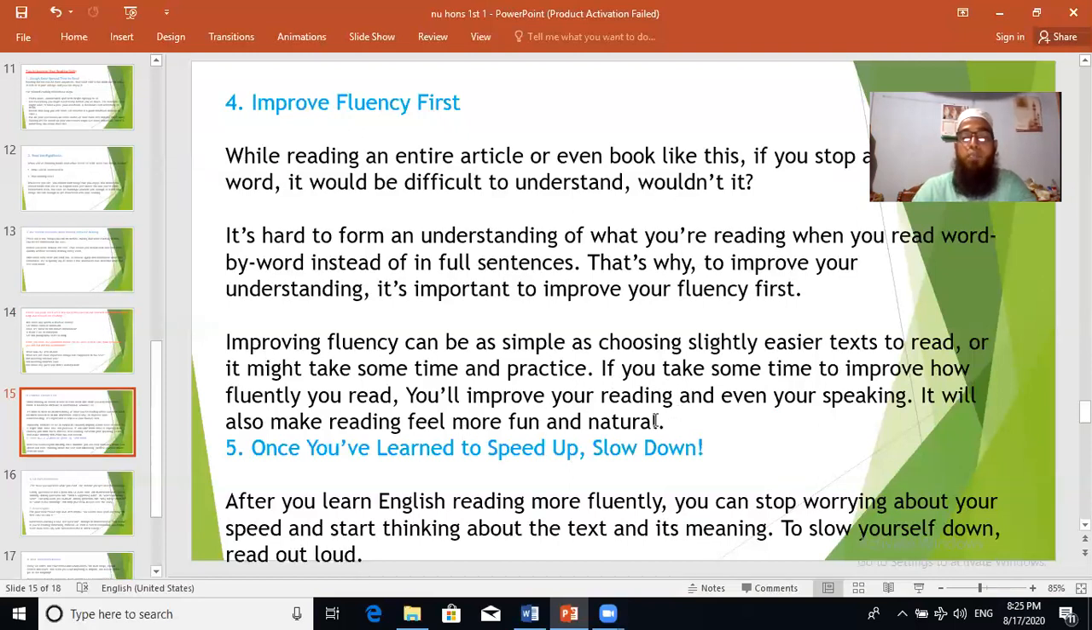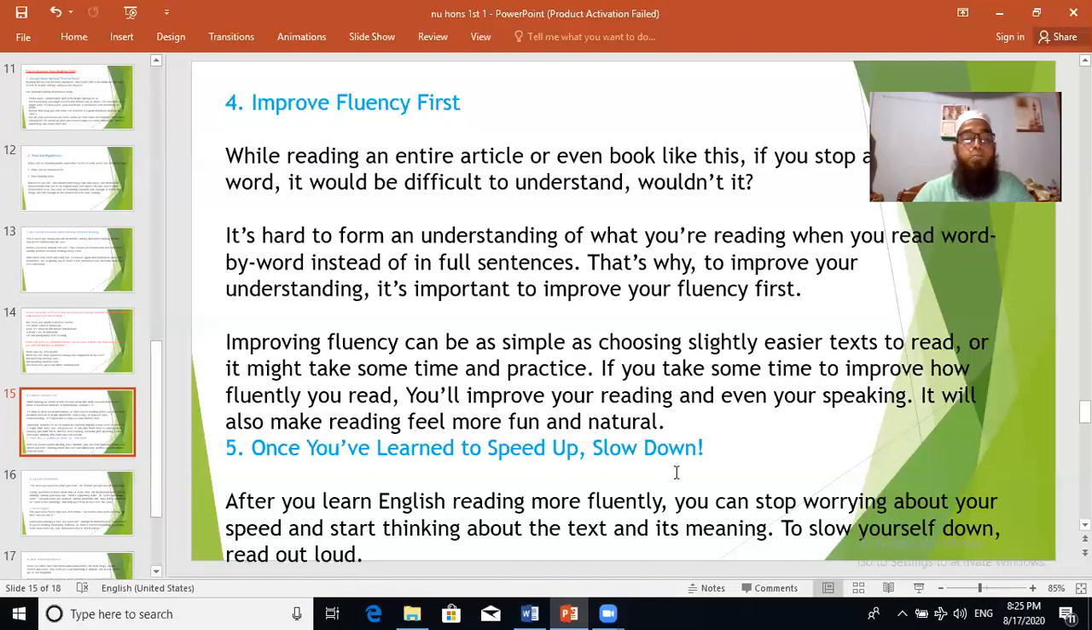And finally, what will happen? If you practice on this, it will improve your reading and of course speaking also, because you will enrich your vocabulary. It will also make reading feel more fun and natural. So at one moment, at one stage, you will find it very natural. It will not be any discomfort for you to read any news stories or any English newspapers or books.